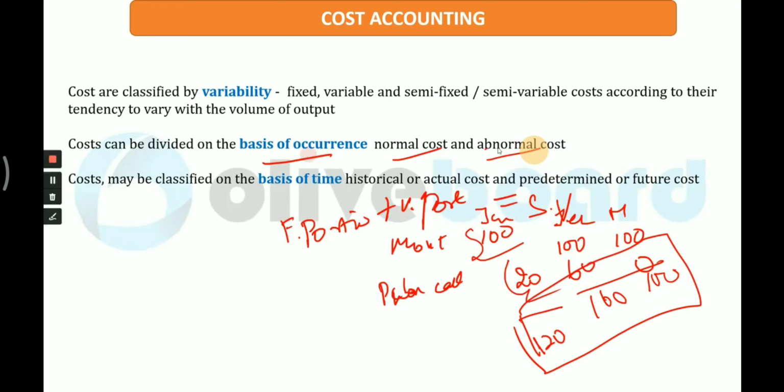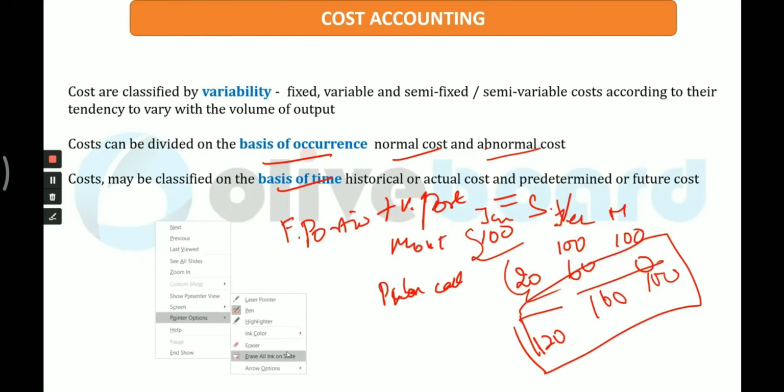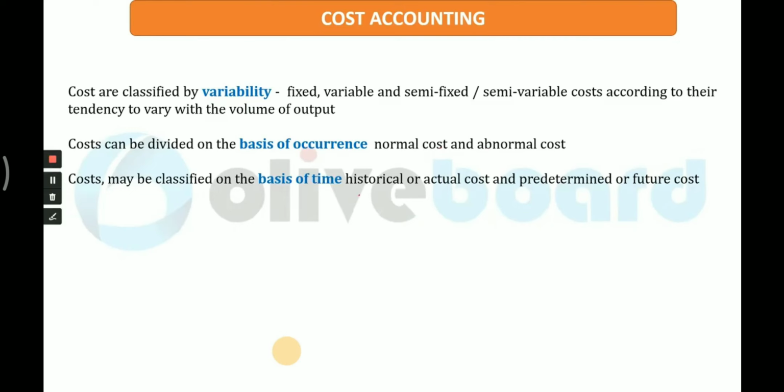Next, based on time also, I can divide the cost: historical or current cost, or future cost. All right. Based on three periods, historical or actual cost, predetermined or future cost. Whatever I have incurred now, or historically whatever I have incurred earlier, and whatever I'm going to incur. So based on the time period also, I can classify the cost.